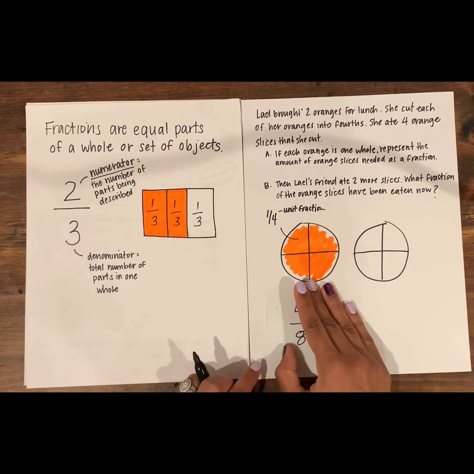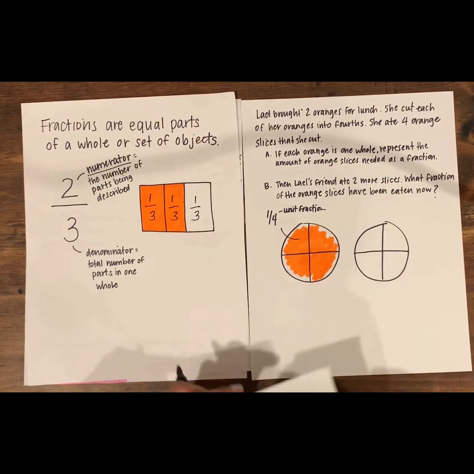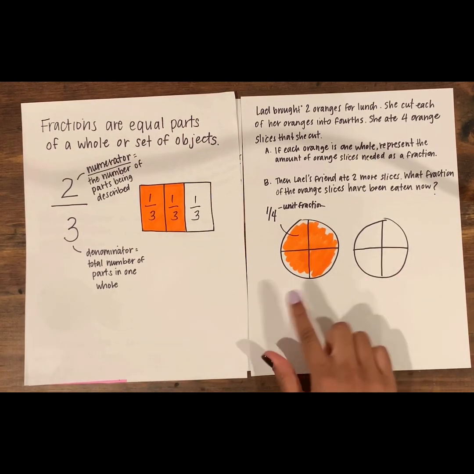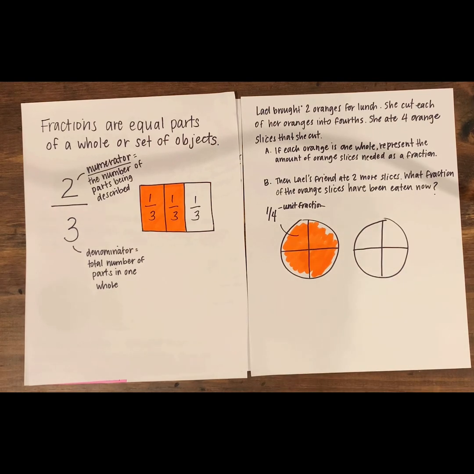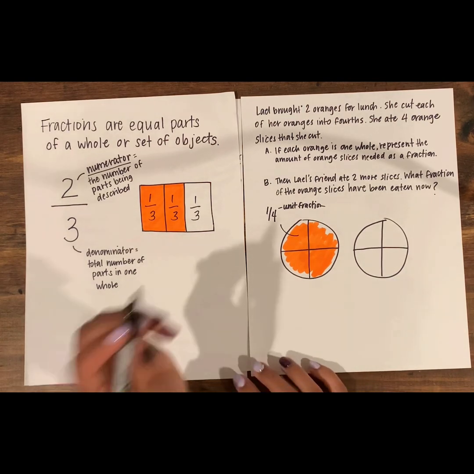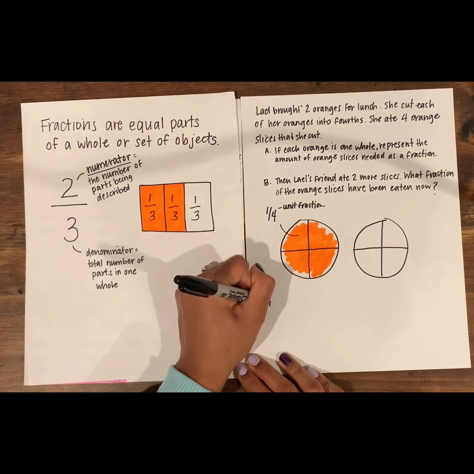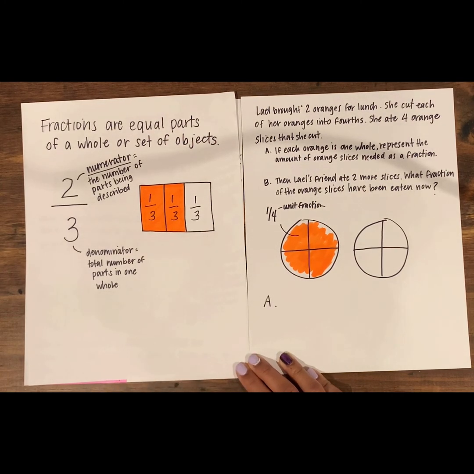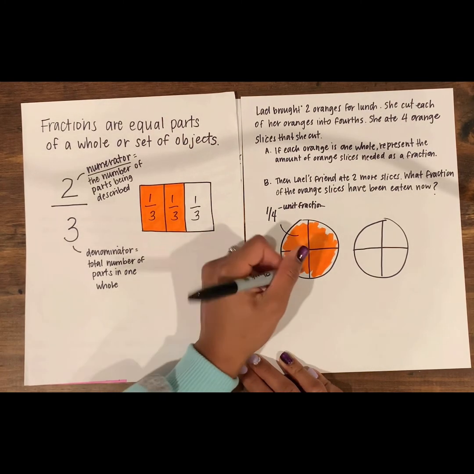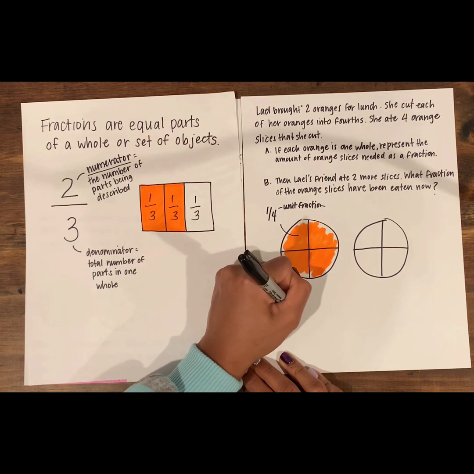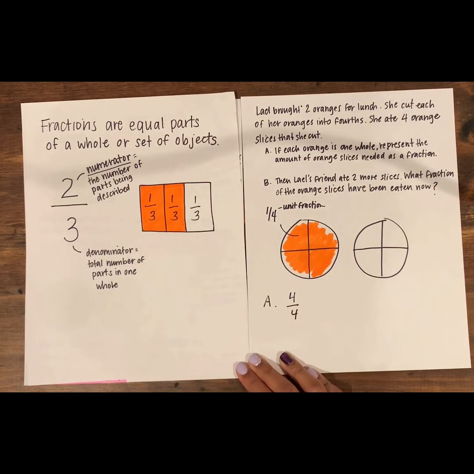Let's take a look at the orange again. What fraction represents the amount eaten of these 2 oranges? Say your answer out loud. That's right. Lael ate 4/4 of her oranges. What do you notice about this fraction?